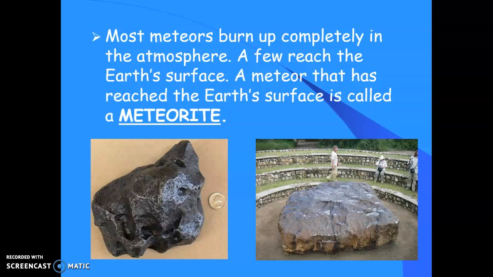Okay, so let's recap that. It's a meteoroid when it's out of Earth's atmosphere. It is a meteor in Earth's atmosphere, and it is a meteorite once it has reached Earth's surface.